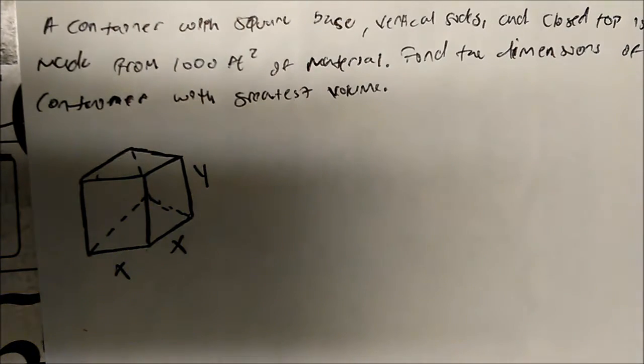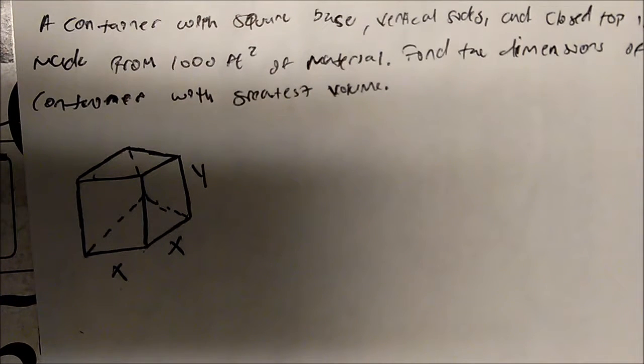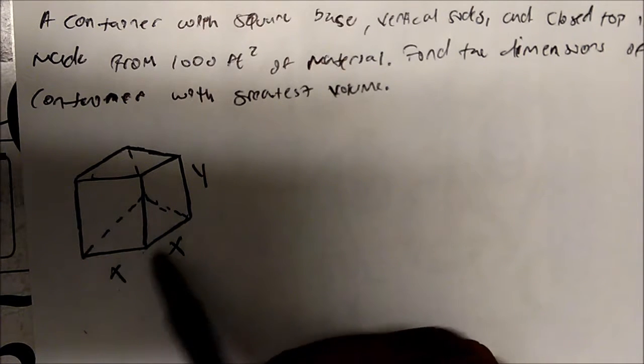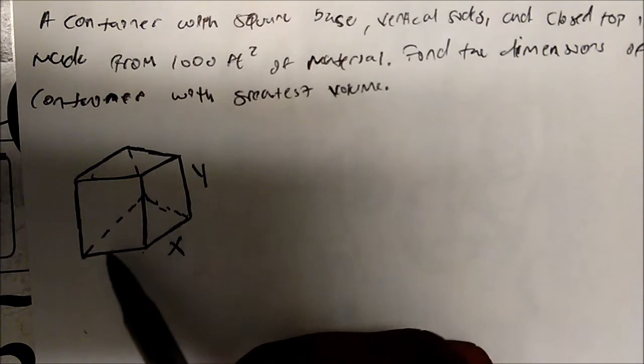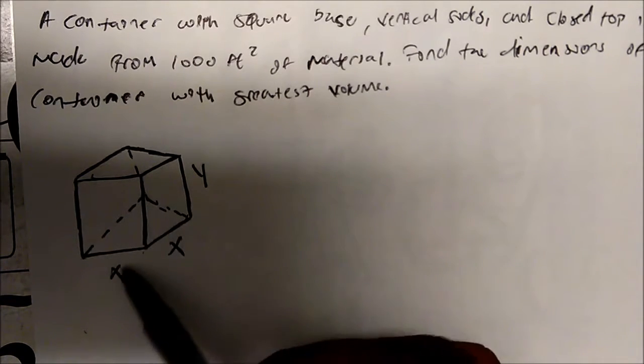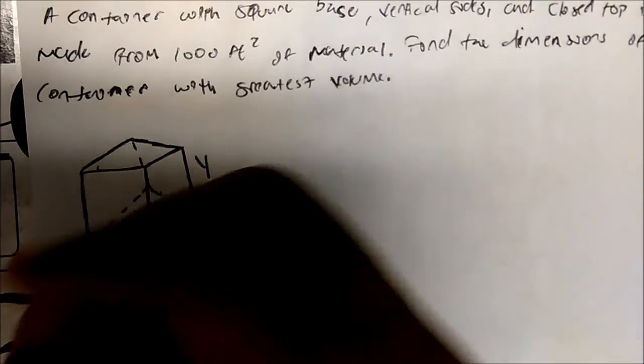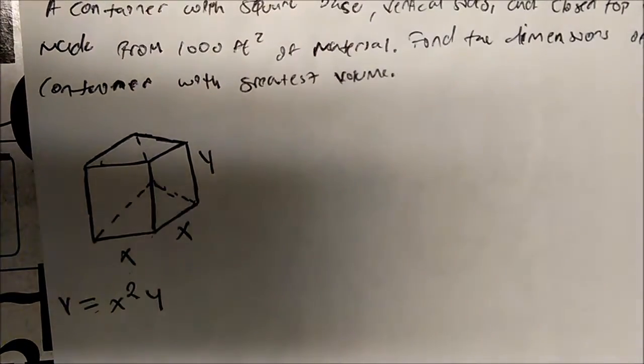The height, however, is different. The height will be y, right? Because again, the volume of this container is just the square base times your height, right? Your base times your height. But we have a square base, so it will be x squared times y. So your volume in this case will just be x squared times y.